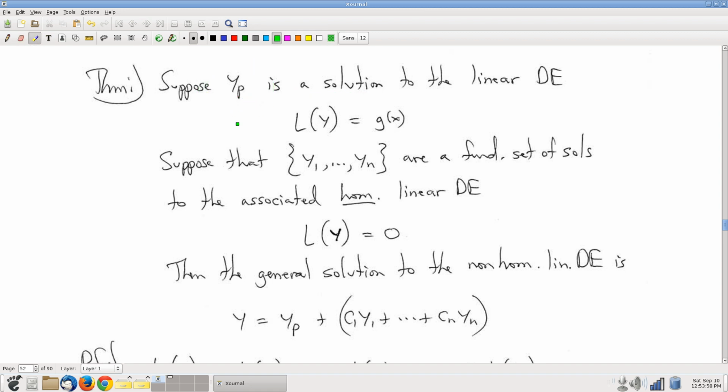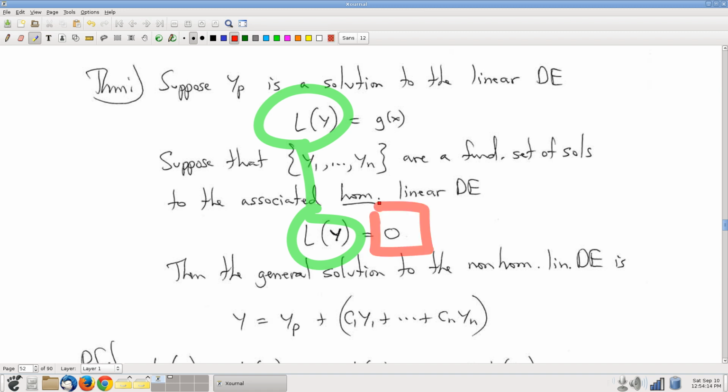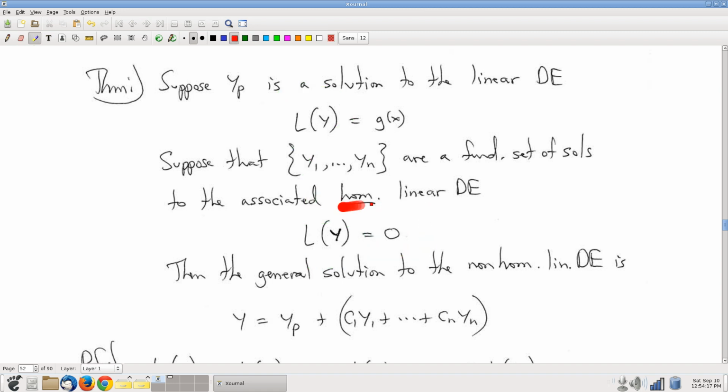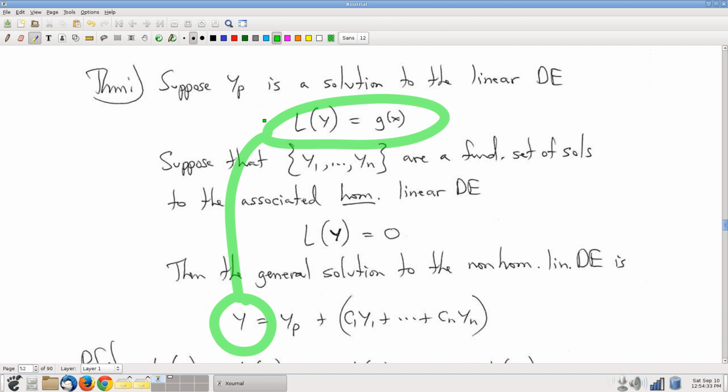Okay. Now suppose furthermore that you have a fundamental set of solutions to this associated homogeneous linear differential equation. By associated, I mean note that the left-hand side is exactly the same. The big difference is that the right-hand side is now 0. Of course, it's only for homogeneous linear differential equations that we know that the solutions form a vector space. Okay, so with these together, we can actually write down all of the solutions to this non-homogeneous linear differential equation.